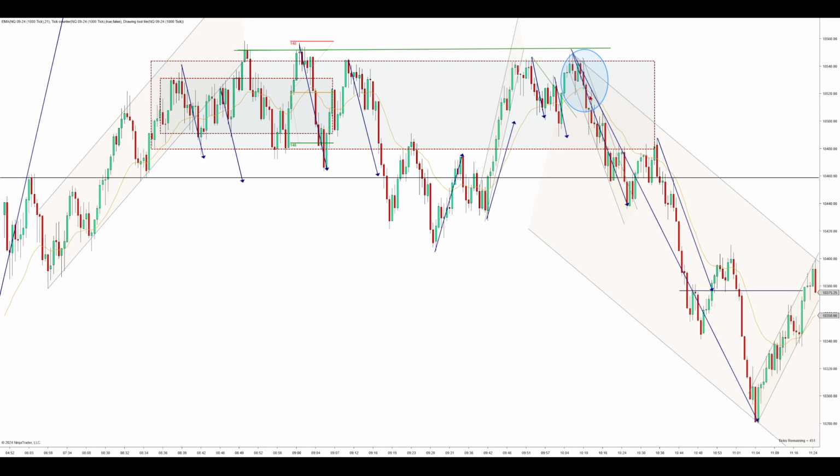I have this area circled because I think it's good to look for a short here. If you push lower, you can get a good lower high, but it really just doesn't set up very well. So that's why I didn't take anything in this area.